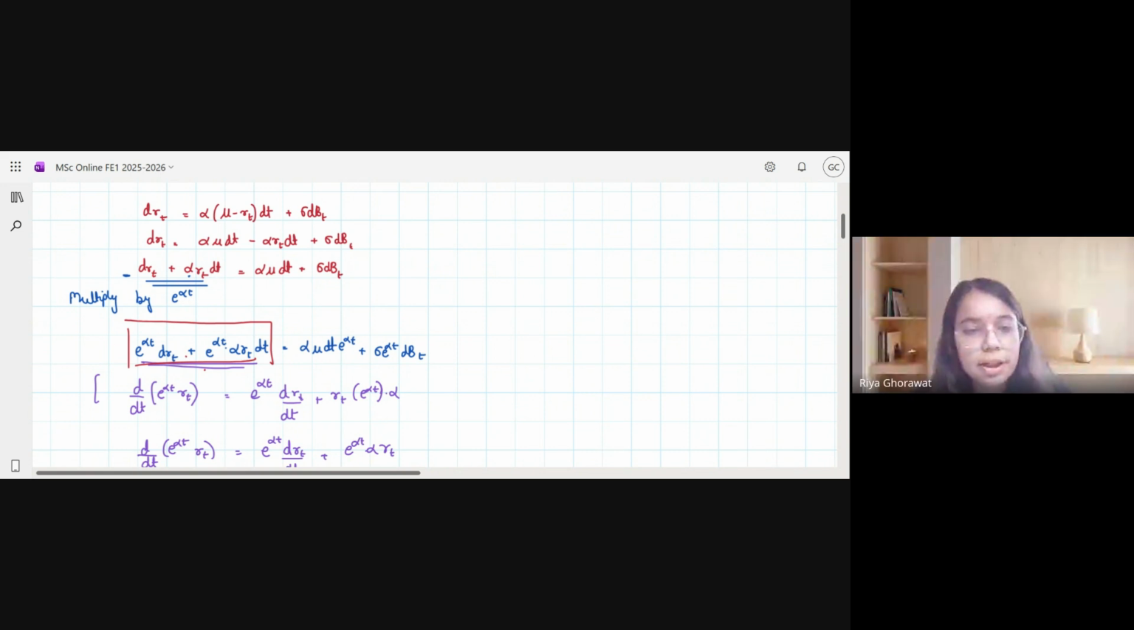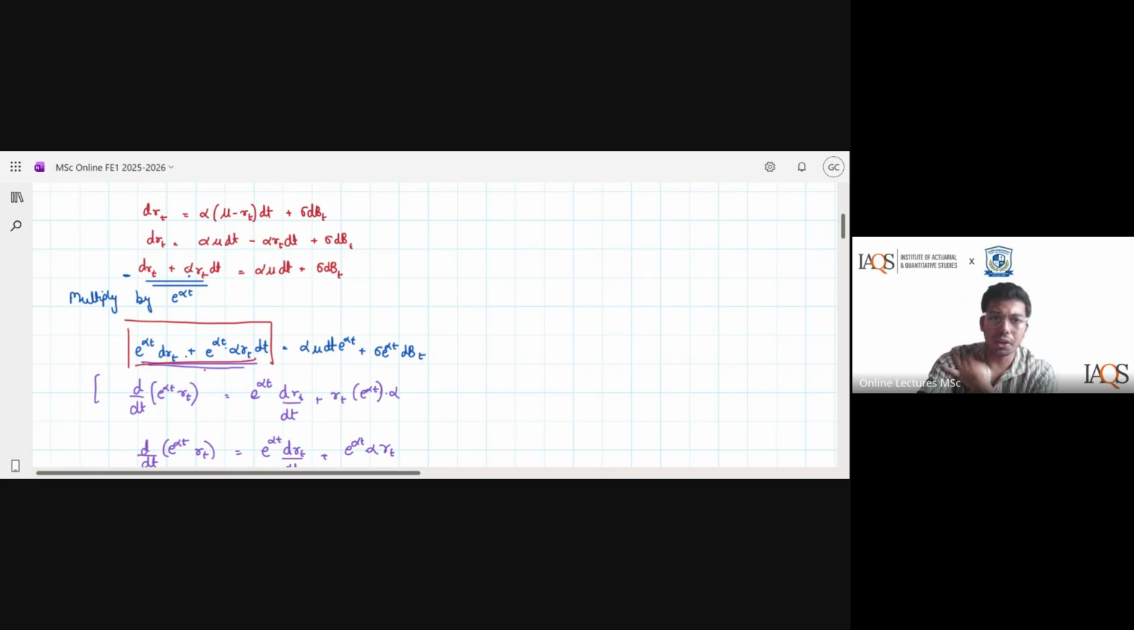So why did we multiply by e? Because I wanted to get rid of this alpha RT. This was a type 3 SDE. I wanted to convert it to a type 1 or type 2 SDE, and the RHS now looks like a type 1 SDE. So I need to figure out what I can bring on the LHS in order to get this type of SDE. On the LHS, I know it looked like an incomplete UV rule. So I multiplied by e raised to alpha t.